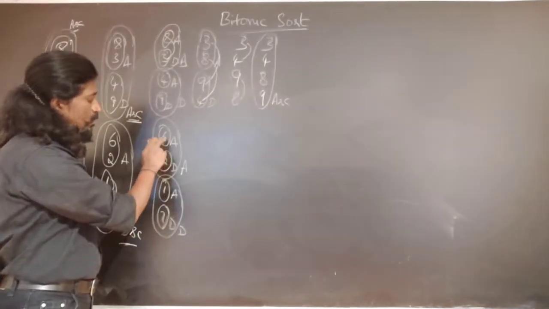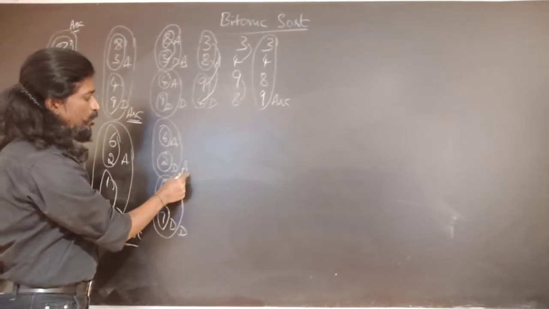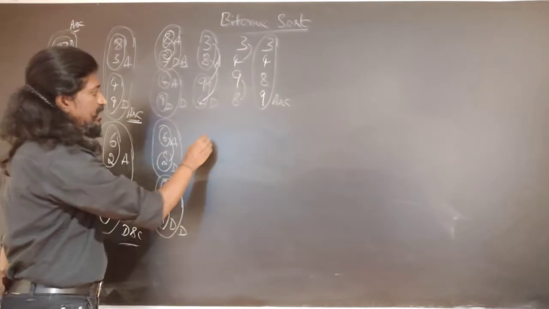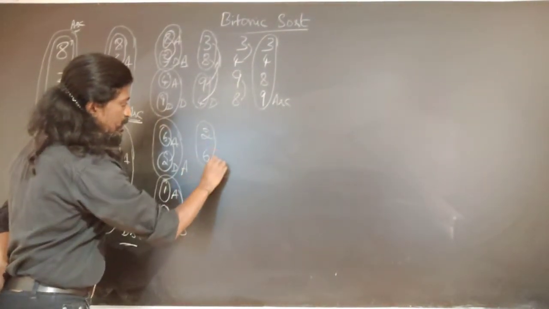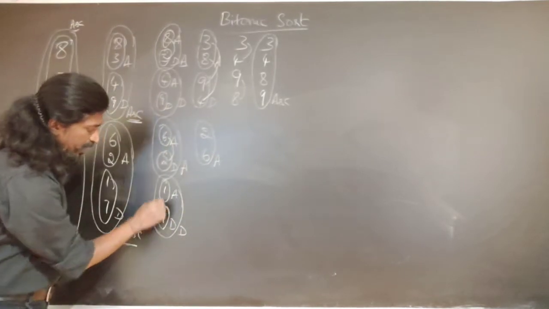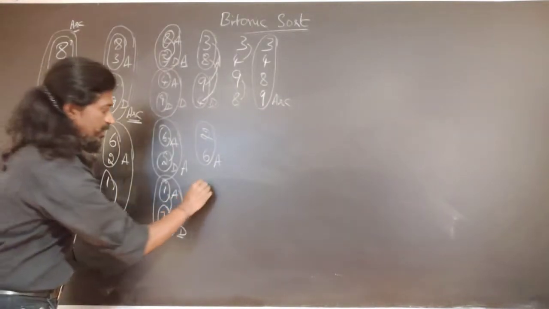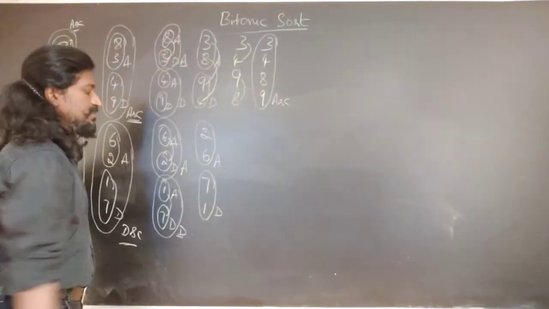Now we will merge. When we are merging, we want the subarray of size 2, the bigger subarray, to be in ascending order. So therefore, when we compare 6 and 2, we will see that they are out of order. Therefore, we swap 2 and 6. These 2 are in ascending order, and now when we compare these 2, we want them in descending order. They are out of order, so 7 and 1 are compared, and these 2 are in descending order.